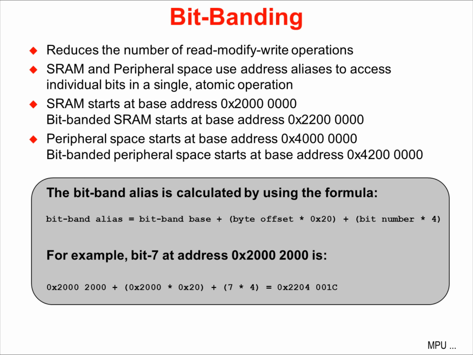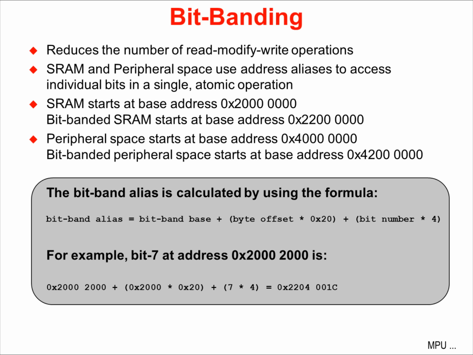Tiva C-Series devices utilize bit banding to reduce the number of read, modify, write operations done in your code. SRAM and Peripheral space use an address alias to access individual bits in a single atomic operation. Physical SRAM memory starts at a base address of 20 million. The bit-banded alias of that SRAM starts at base address 22 million.